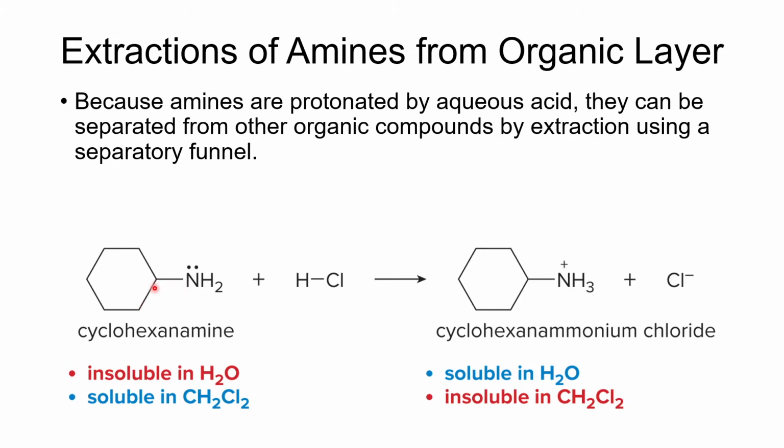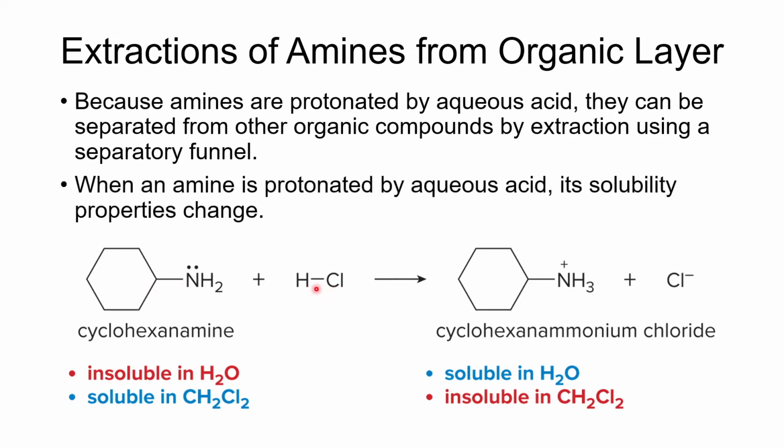If we treat this with an acid, and here we're going for the big guns, hydrochloric acid, which is a pretty strong acid, that's going to protonate this amine and convert it from cyclohexanamine to cyclohexanammonium chloride. And so this is now an ionic compound. We've got this alkyl ammonium chloride, and that is going to be soluble in water and insoluble in dichloromethane.